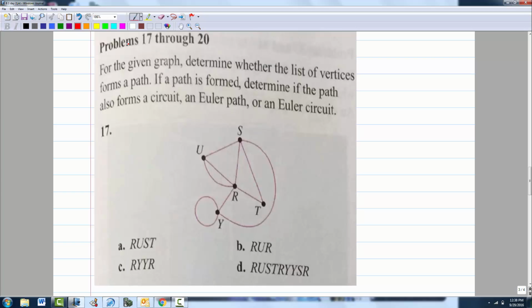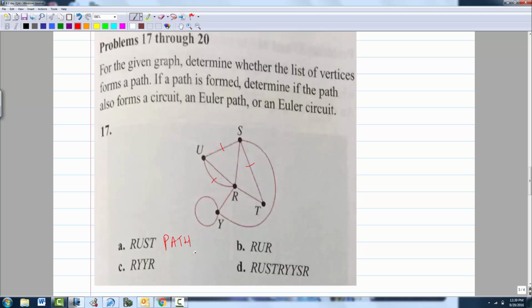All right. R to U. U to S. This is why you might want to make this drawing once and then lightly touch these and then erase them when you're done. S to T. Oh, and that's it. R to U, U to S, S to T. What is this? This is just a boring path. It's not a circuit. It's not a Euler path or Euler circuit.